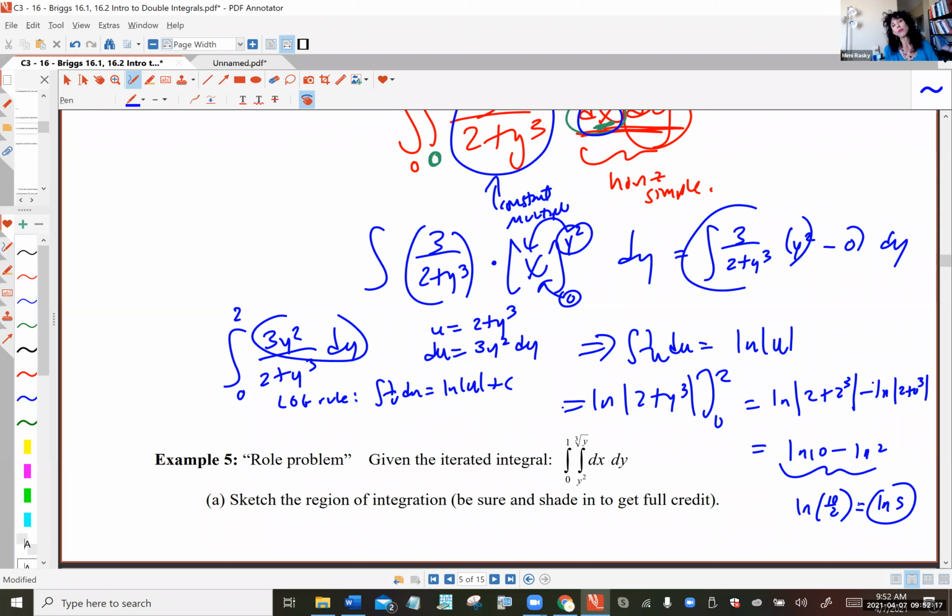Now, we don't know what that represents. That doesn't represent an area, so don't put square units or anything like that. We don't know what it represents, but it definitely doesn't represent area because the integrand wasn't just a 1. It had some weird function in there.